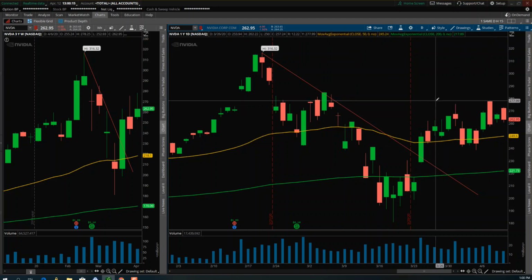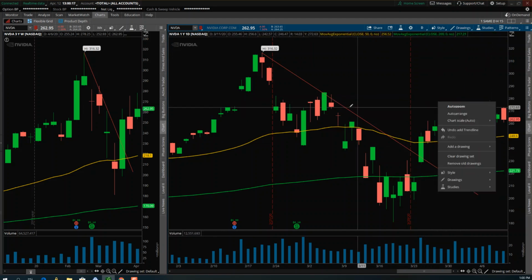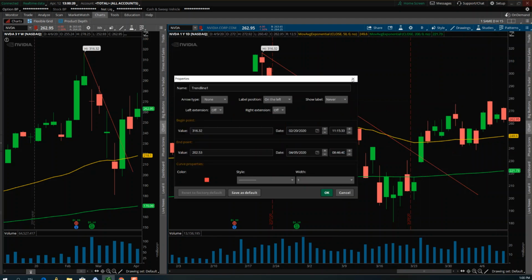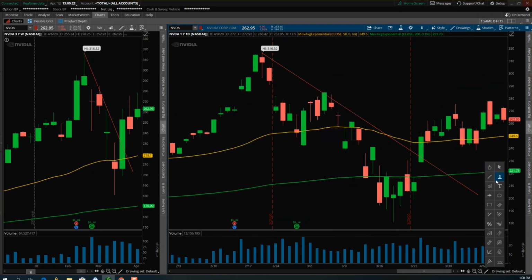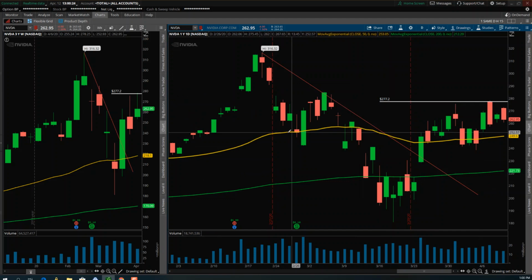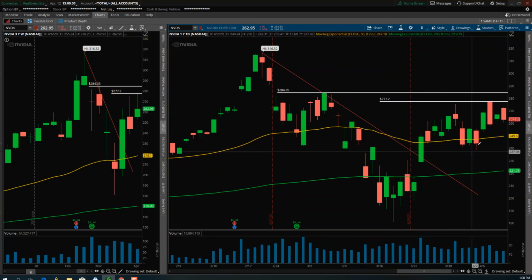This is definitely an area of resistance right here. Any move to the upside, we're looking at this one right here, and on any move to the downside, the 50-day EMA becomes the first target towards the downside if this support gets broken around 260 to 59. Okay, so look for that.